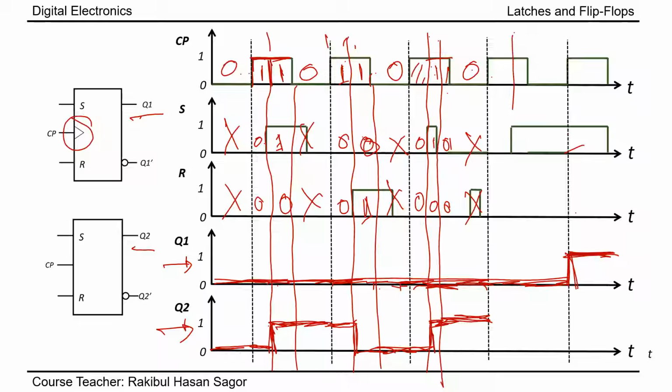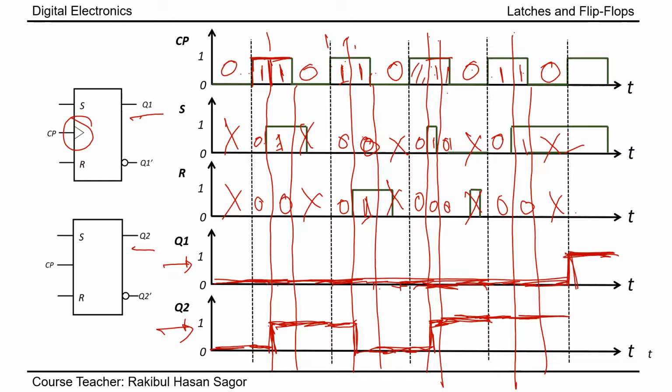Again, clock pulse equal to 1 here, S equal to 0, R equal to 0, it will hold the previous, 0 0 will hold the previous. Here clock pulse equal to 1, S equal to 1, R equal to 0. It will set the circuit. Here clock pulse 0, we do not care about these inputs. It will hold the previous. It will keep the previous data in memory. Again, here we have clock pulse 1, S1, R0. The circuit will be set.